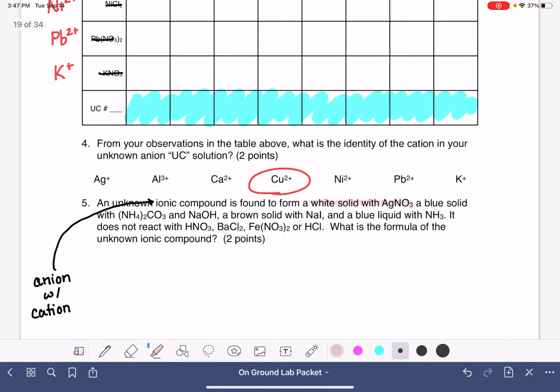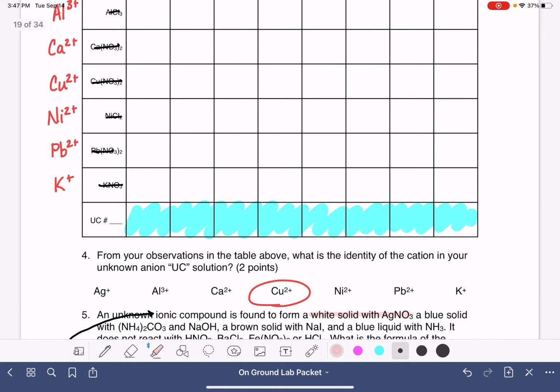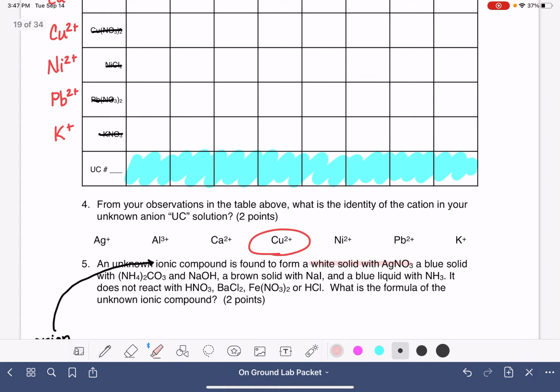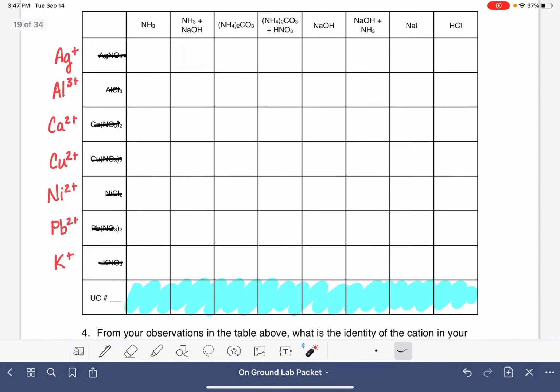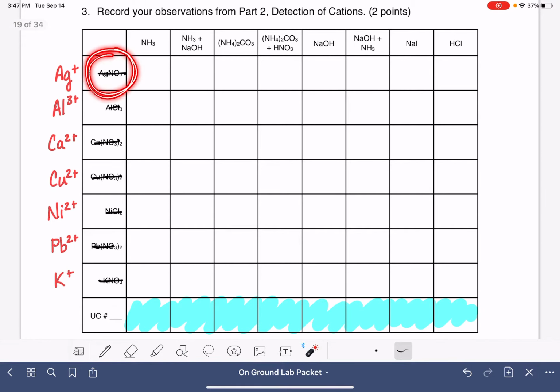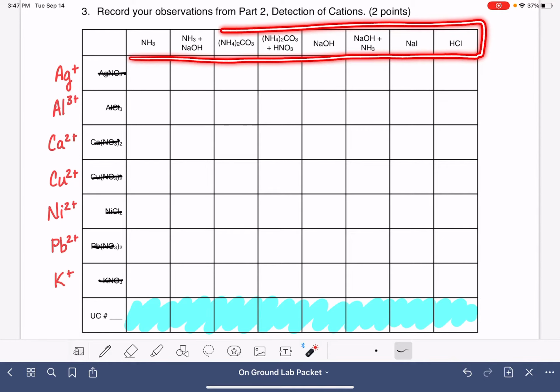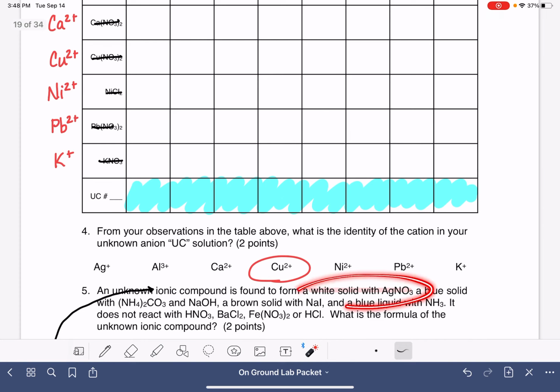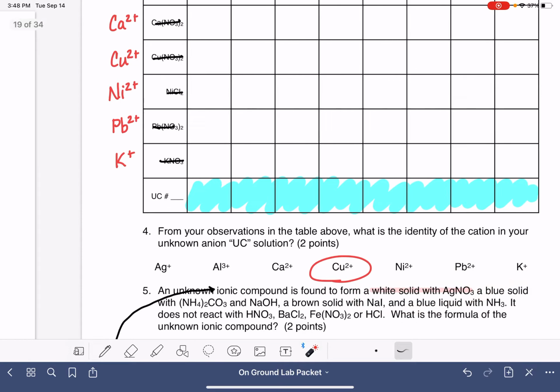So what we want to do with that information is look at our observations to see what might form a white solid with AgNO3. When we're doing this, we don't want to focus on AgNO3 when we're using it as a cation or anion. We want to look for AgNO3 when we were using it as a test reagent or a test chemical. AgNO3, we can see here, was never used in our detection of cations, which means that AgNO3 is only used to detect anions. So let's go to our anion data table.